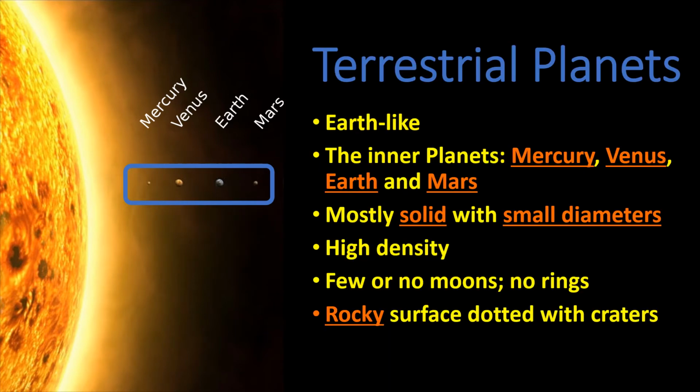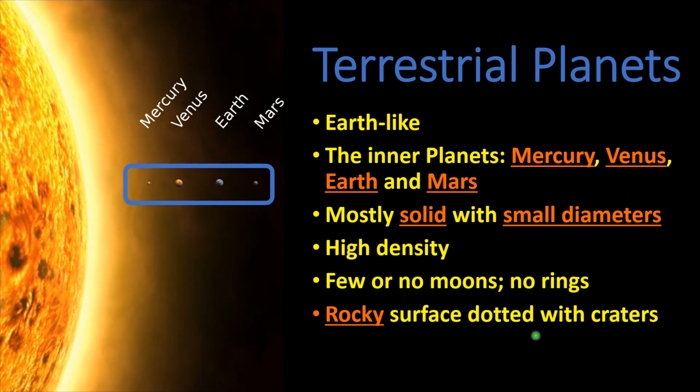So the terrestrial planets are the ones that are Earth-like. They're the inner planets of Mercury, Venus, Earth, and Mars, which we have diagrammed out over here. They're mostly solid, so they have solid surfaces on them. You can walk around on them. And small diameters, and we can see that in the picture. Remember, diameter is the distance across a circle or sphere, which is what these planets are. They have a high density when you compare them to the other planets in our solar system. They have few or no moons. Earth has 1, Mars has 2, Mercury and Venus have none. They do not have ring systems, and they have rocky surfaces that are dotted with craters.